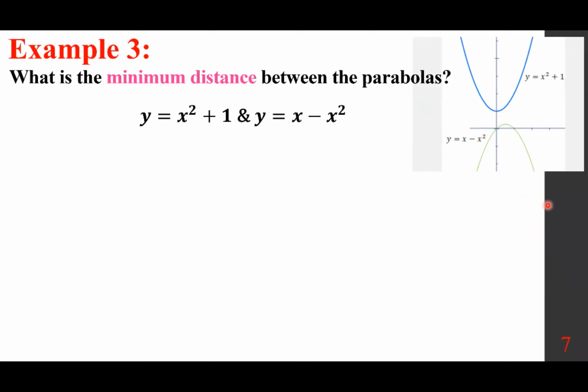So we want to find the minimum distance between the two. Somewhere there. We don't know where they are. But that is a vertical distance. The first one has coordinates x and x squared plus 1. The second one has coordinates x and x minus x squared. And basically, when it's a vertical distance, it's just the difference between the y coordinates. This is the vertical distance.